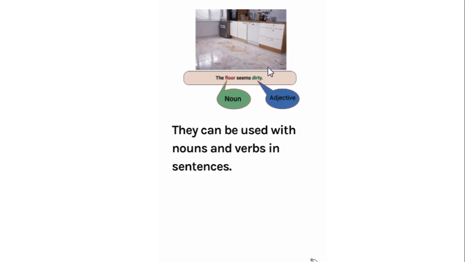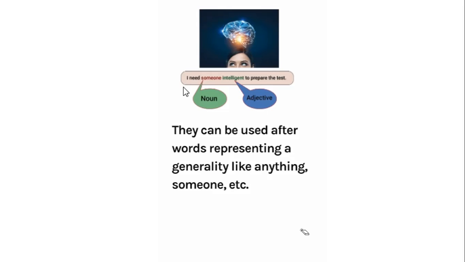Here we are using an adjective of quality after the noun. So what kind of floor is that? It is dirty. Now here I need someone intelligent to prepare the test. So what kind of person do you want? An intelligent person. So they can be used after words representing a generality like anything, someone, etc.